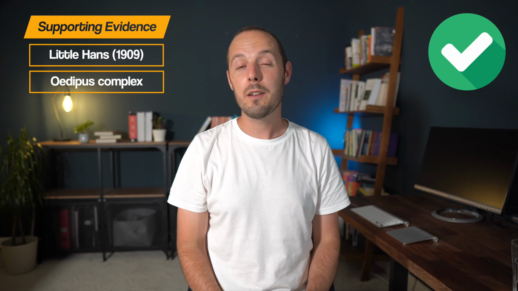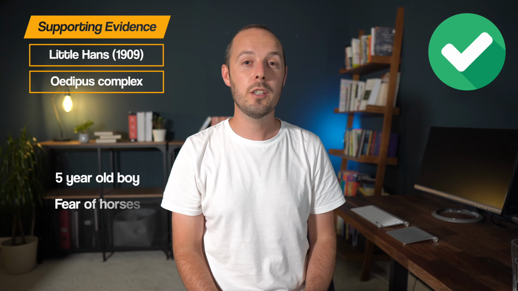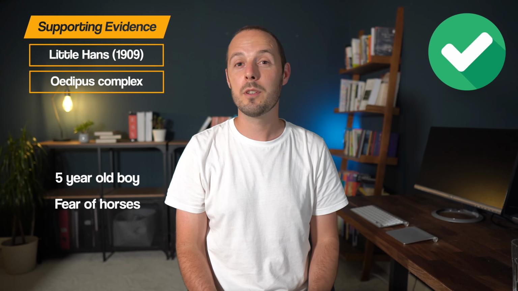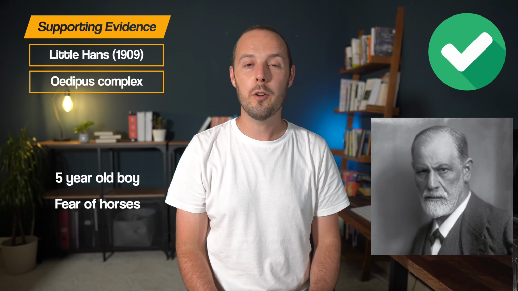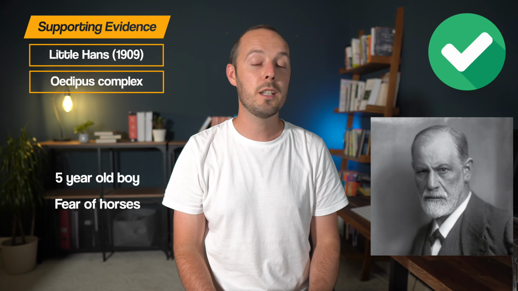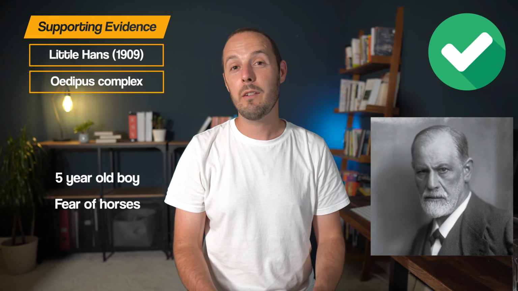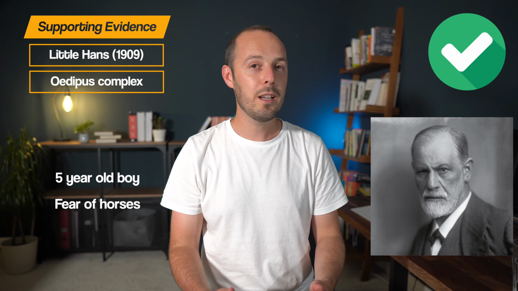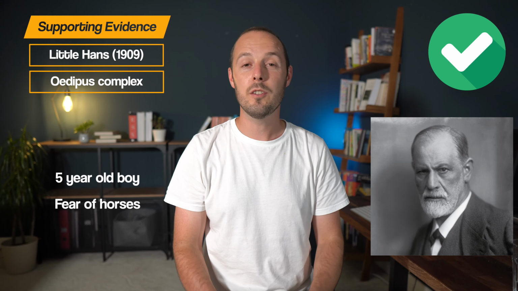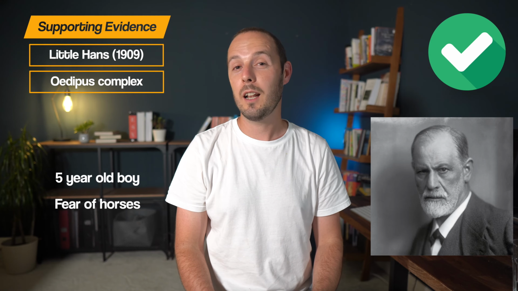Little Hans was a 5-year-old boy who had a fear of horses after witnessing a horse collapse outside his home. Little Hans's father was quite the fan of Freud and so sought his help to treat his son's fear. Freud's direct involvement with Little Hans was rather limited. He only met him twice, with the majority of the information and insight coming from chats with Little Hans's father.